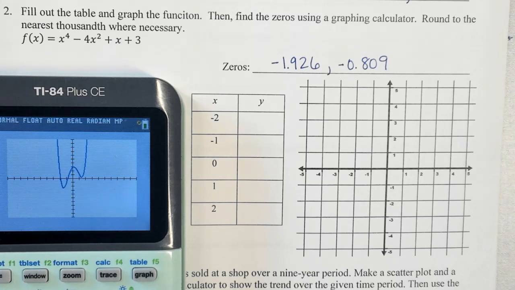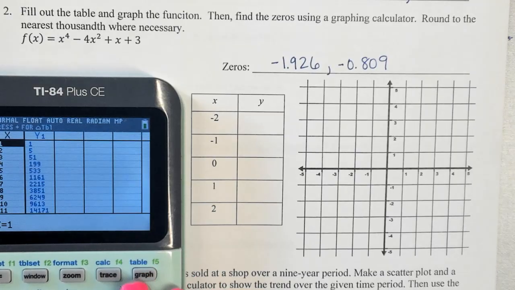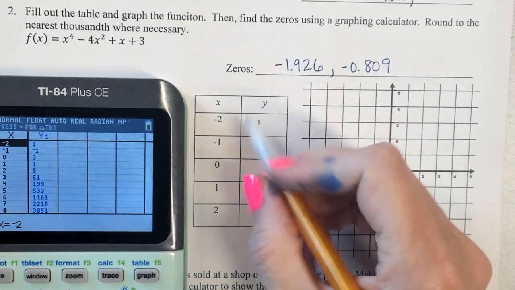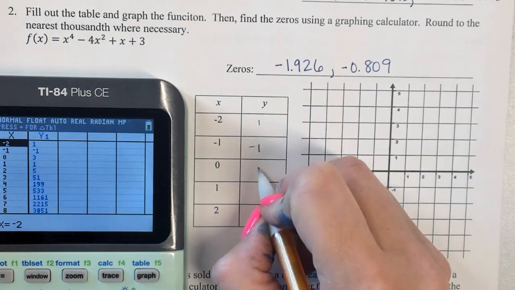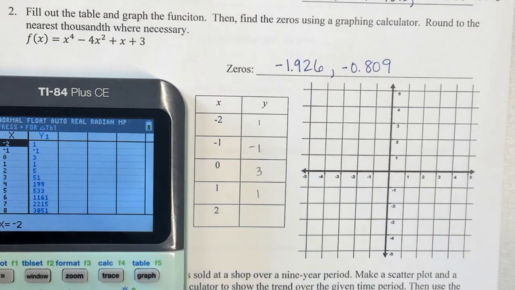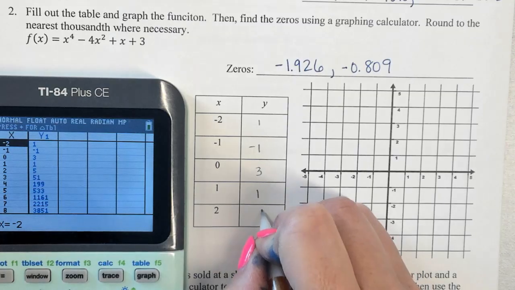Okay, so you are allowed to use your table here. Okay, so I'm going to go to second table. Now, just because I'm having you write these down doesn't mean that you can't use other values to help you create your curves. So this needs to be as accurate as possible.